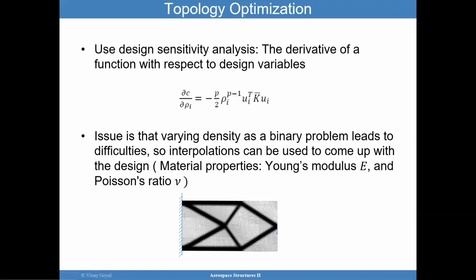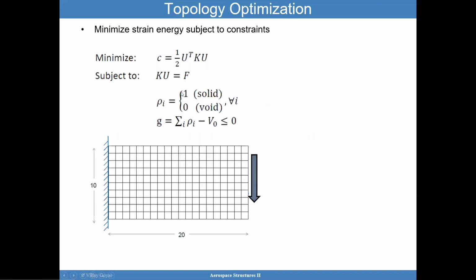The issue is that if I go from 0 to 1, I have a binary problem in which I could have convergence issues. And so interpolations may be better used to come up with the design. So in other words, I don't want to go from 0 to 1, but I want to linearly vary my modulus from 0 to 1, meaning with a scaling factor from 0 to 1. And the same thing with the Poisson ratio. That way, the design does not become checkerboard. Here is a solution to this design problem, and this is the most optimal design that will minimize this strain energy while reducing the volume to a minimum given a constraint, because you don't want to get 0 volume either.